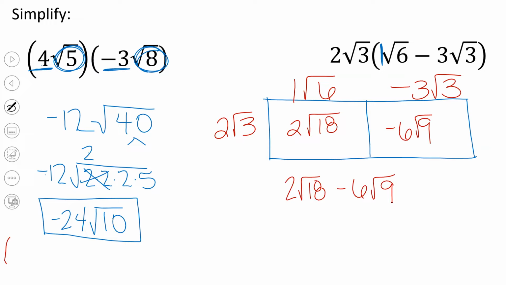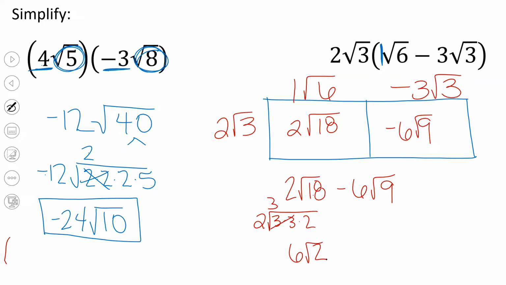Can I add or subtract those together? Why not? The insides aren't the same, so I got to try to make them the same. So I simplify 2 and 18. So 18 is 3 times 3 times 2. What can I take out of there? The 3's. Very good. So what's outside? 6 square roots of 2.